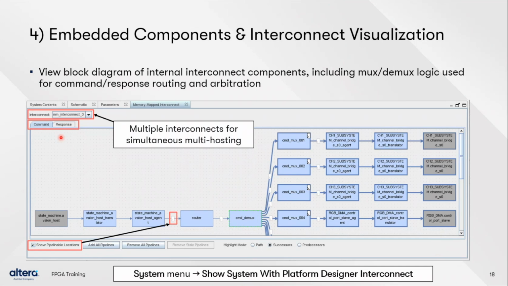If there were multiple hosts accessing the same agents, there would be additional multiplexing logic for arbitration to indicate which of those hosts gets access to a particular agent. Okay, that is not shown in this particular screenshot. But besides the mux and demux logic, you see other components closer to the hosts and the agents.